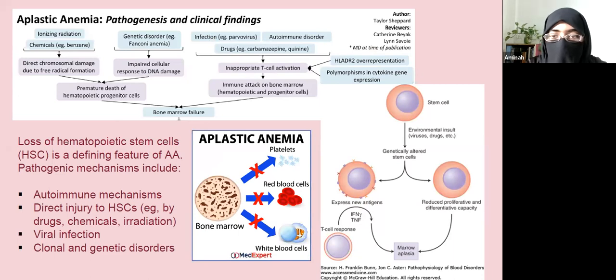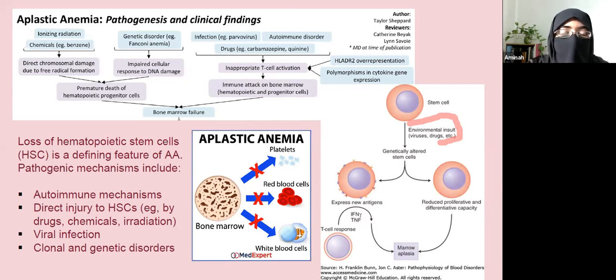So exposure to an environmental trigger, such as viruses or drugs, can alter the immunological appearance of the stem cells, causing them to express non-self antigens, and this makes them a target for autoimmune suppression or destruction by T cell lymphocytes. So this is the most common pathogenesis, immune mediated. However, in other cases, such as exposure to radiation or chemical toxins, it can cause direct cytotoxic damage to the hematopoietic stem cells.